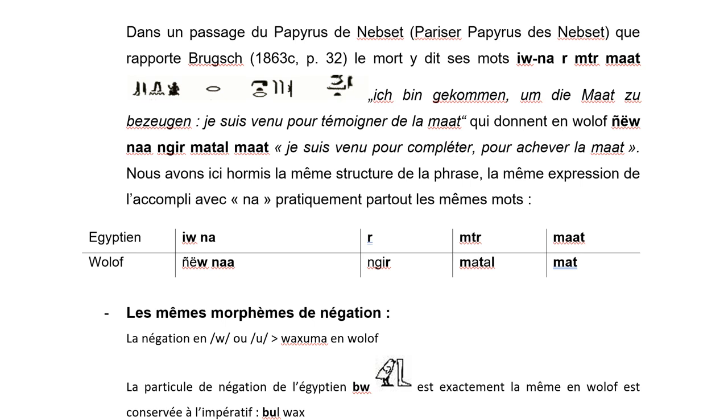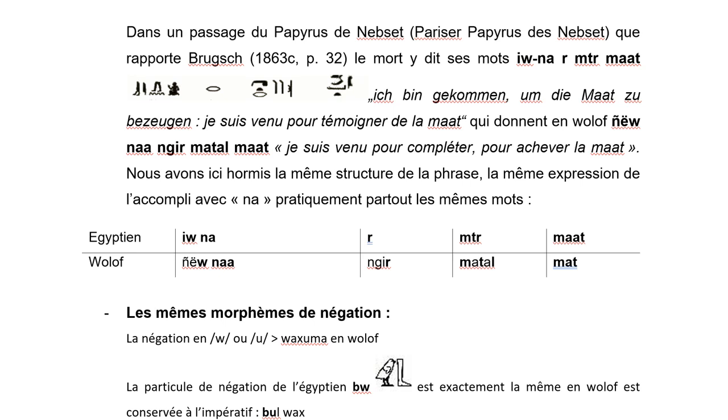Out of a work of Broch, one Egyptologist. I have given the reference. If you want to deep dive, I will recommend you my book, which is unfortunately for now only in French. But let us take this phrase in Egyptian. You have ina r na, because the mat, which is translated by: I have come to complete the mat.